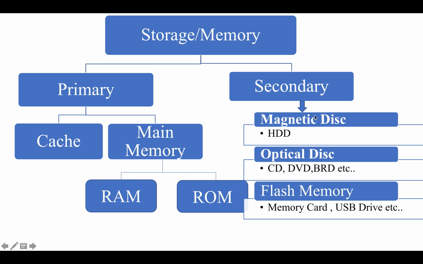Then you learned in the previous classes of this week about secondary storage. You learned that secondary storage helps us to store data not only on our computer but also on external devices in order to move it to other computers. Then you learned about the types of secondary storage: magnetic disks, optical disks, and flash memory. Flash memory you will learn today.